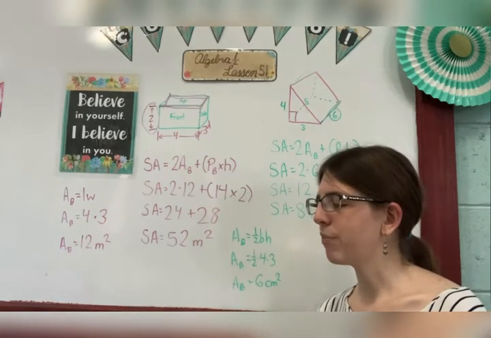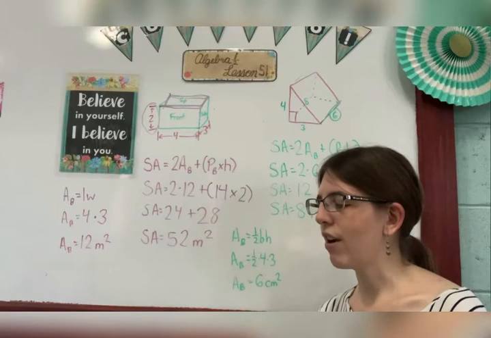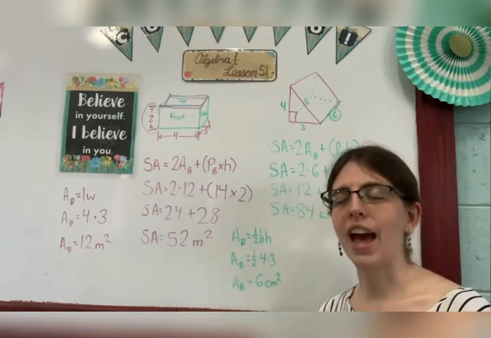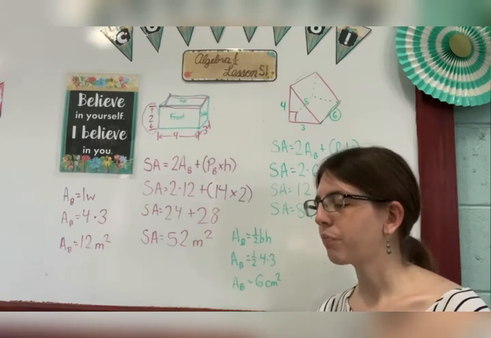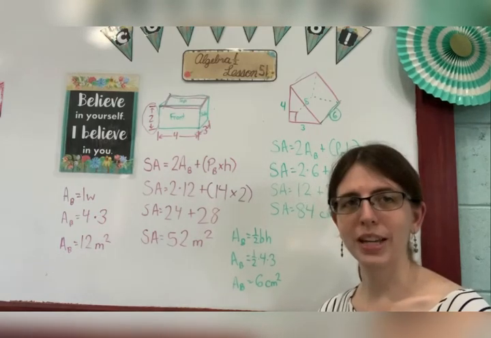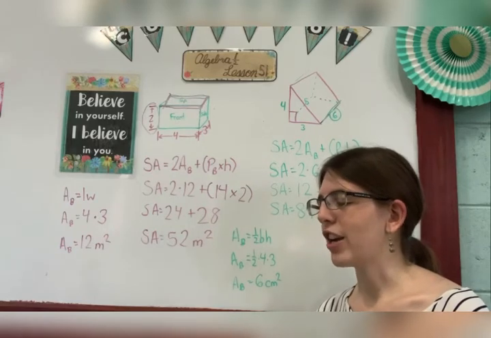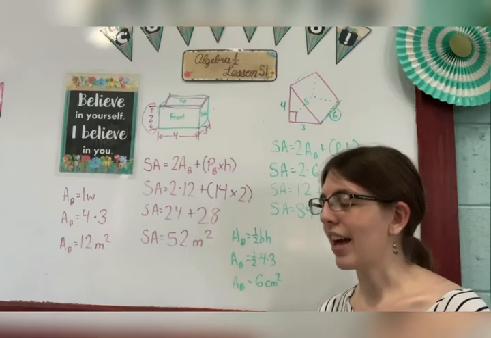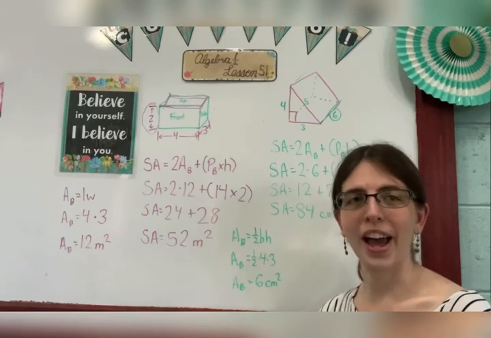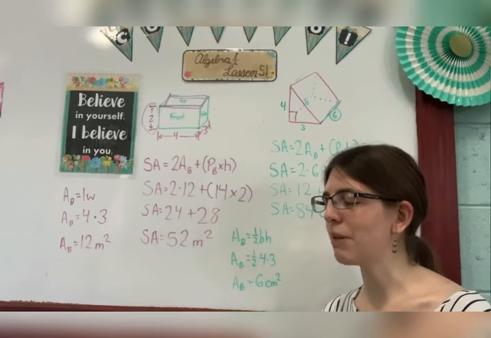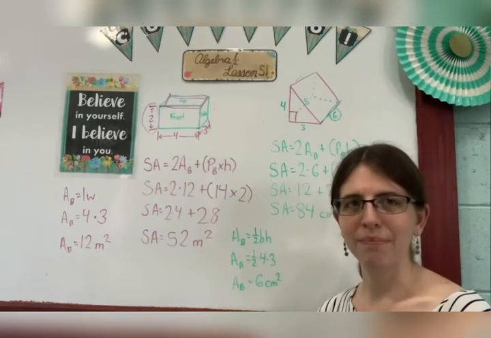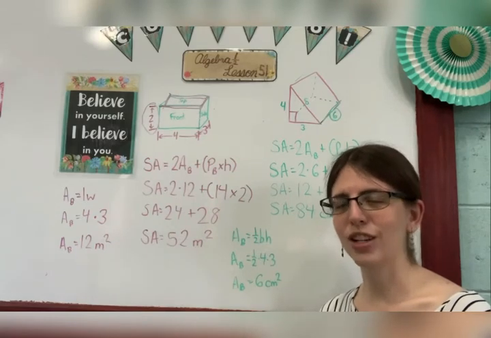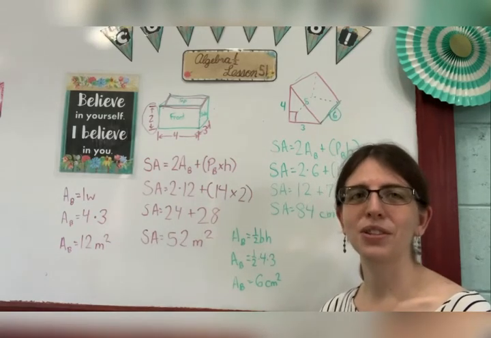So letter B, your base has to be the triangle. The area of your base is going to be 1/2 times 9 times 12. So that is 54. Then you multiply that by 2 and get 108. You find your perimeter. 9 plus 12 is 21 plus 15. That's 36. Multiply that by your height, which is 20, the line connecting your two bases. You get 720. Add 720 to your already found 108. You get 828 centimeters squared.